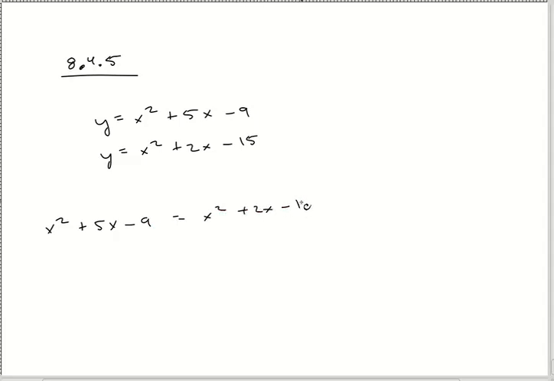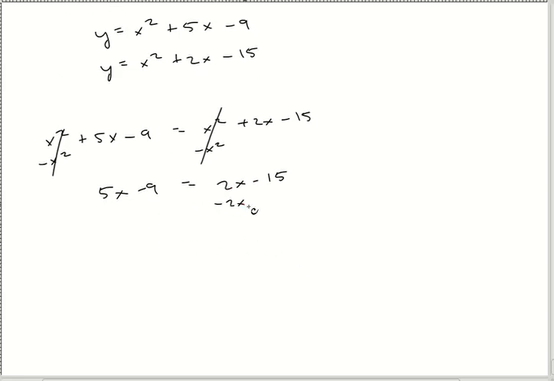And immediately, when I start doing the math, I'm going to minus x squared on both sides. And guess what? Boom, it's gone. And we're down to a very simple equation. Okay, I'm going to minus 2x on both sides. I'm going to add 9 to both sides. So 3x is equal to negative 6. And thus x is equal to negative 2.